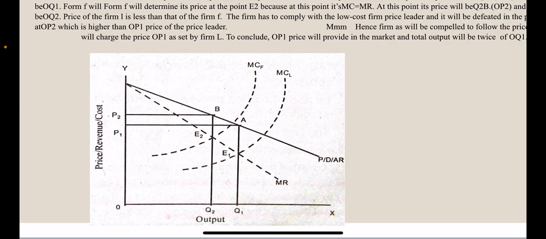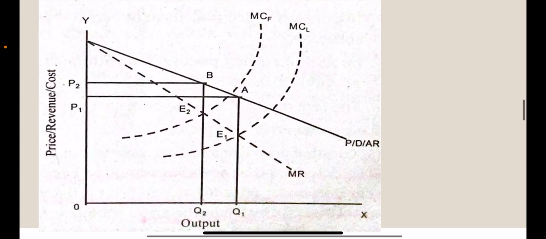In this case, firm L determines its price at point E1. We can see MC is equal to MR. When we observe closely, MC is equal to MR. At this point, the price will be OP1 and the output and sale will be OQ1. Firm F determines its price at E2 because MC is equal to MR, as we already mentioned. That is why firm F determines its price at E2.